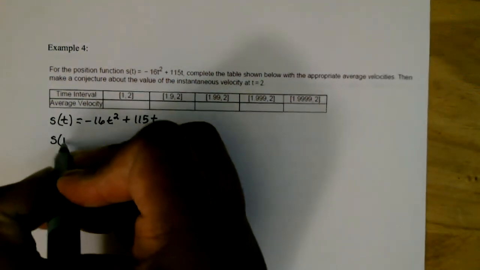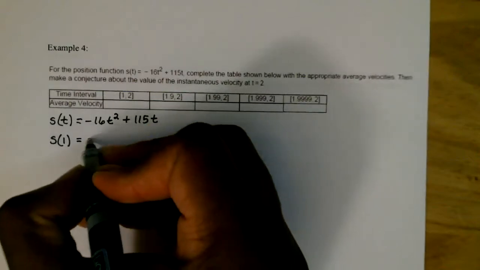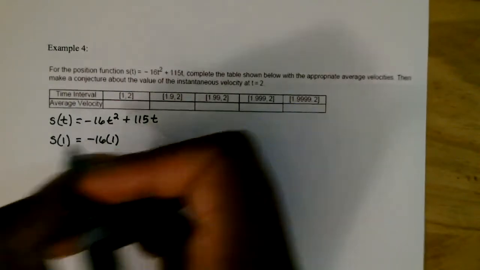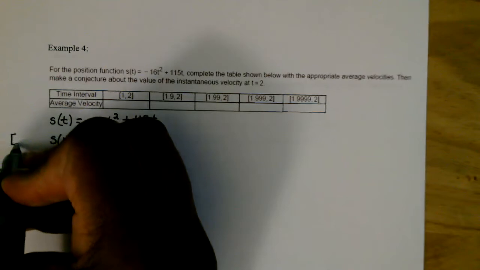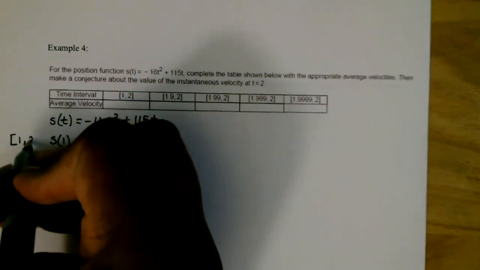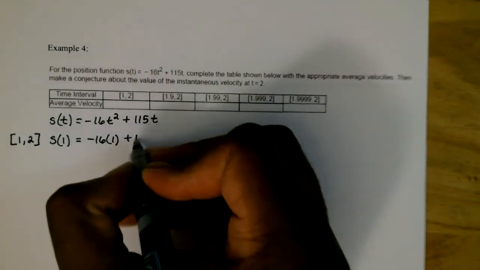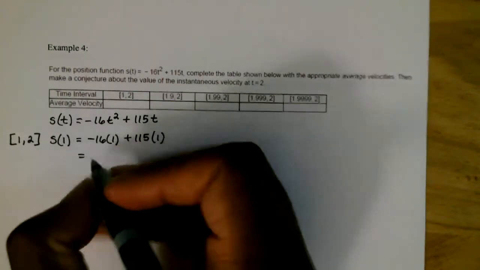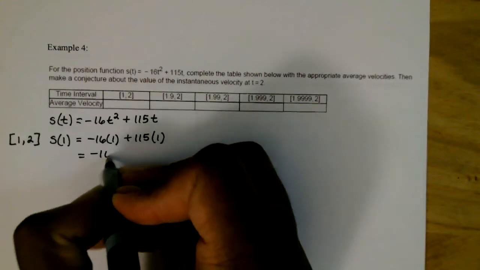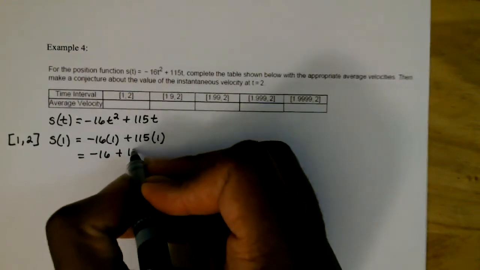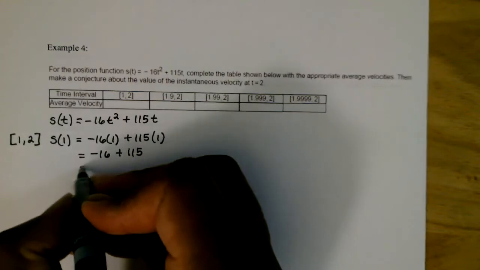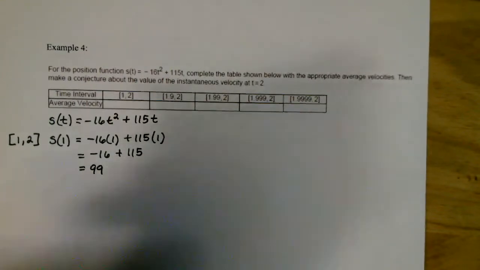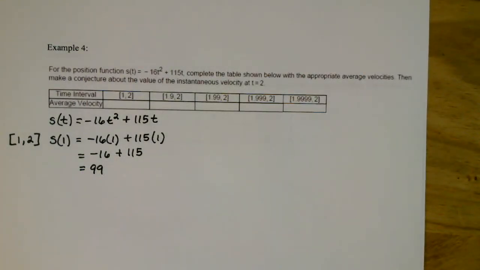So let's see, S of 1 would be this. We just substitute the t with 1. And I might as well put this interval down here as well, 1 to 2. So at 1, this will be 1 times negative 16 is negative 16, plus 1 times 115 is 115. Negative 16 plus 115 will end up being 99. So the value of that function when t is equal to 1 would be 99.